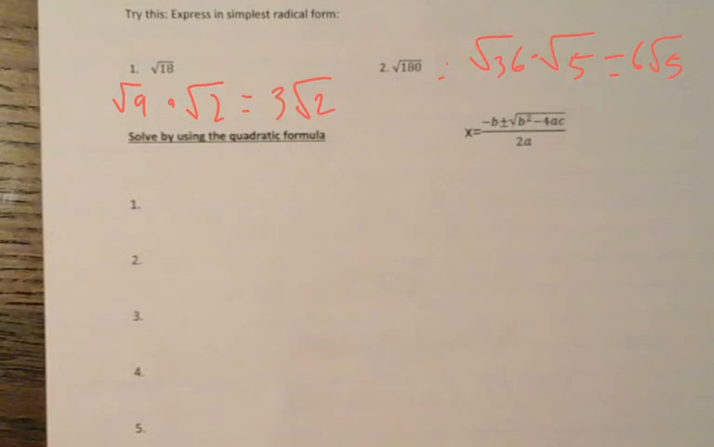Alright, now let's look at this solved by using the quadratic formula. Well, what is the quadratic formula? It's this formula over here. X equals negative b plus or minus the square root of b squared minus 4ac all over 2a.